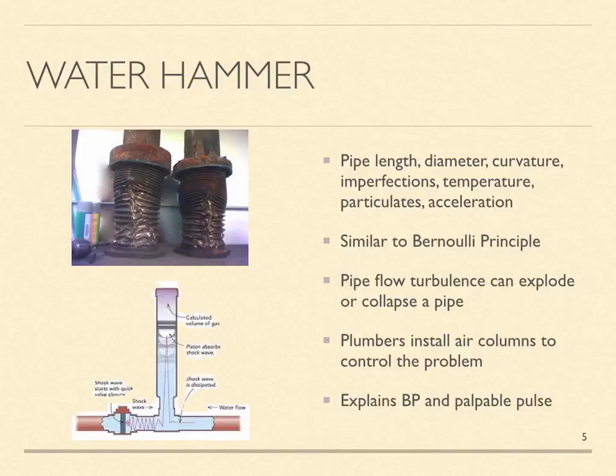Turbulent lateral forces generated by pipe flow turbulence might be compared to the Bernoulli principle, where turbulent flow over the curved surface of an airplane wing generates powerful lifting forces that enable airplanes to fly. Such forces can explode or collapse pipes. Plumbers call this water hammer. Most plumbing systems in ordinary homes include a trapped column of air that cushions water hammer forces.